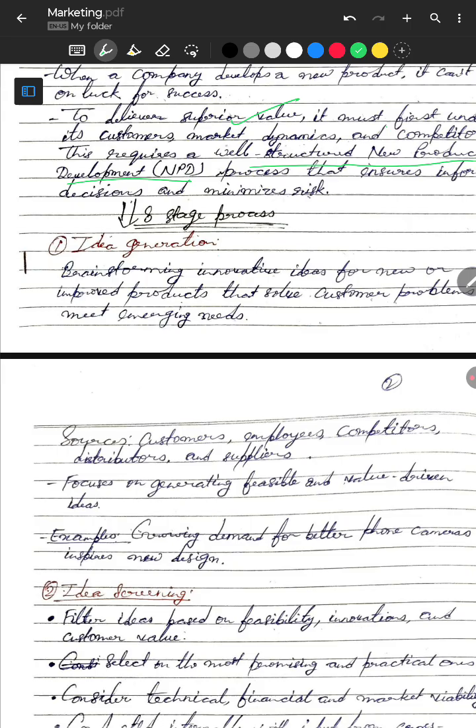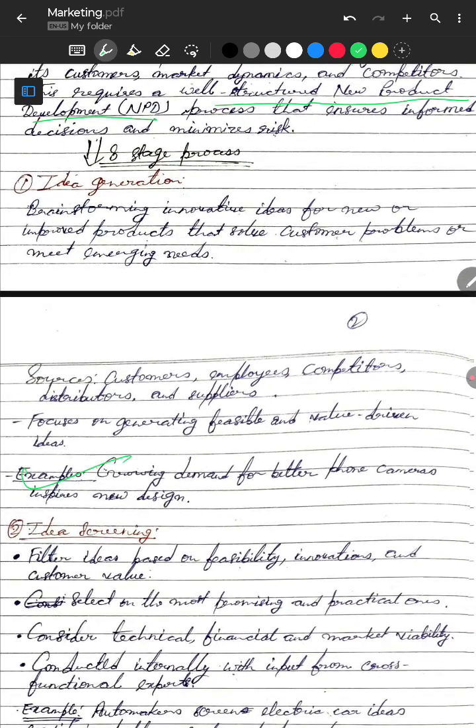Here is an example for idea generation: growing demand for better phone cameras inspires new design. Customers may want better cameras in mobile phones. From these expectations of customers, the company can get the idea that a better quality camera should be installed in smartphones, so that the customers' expectations are going to be fulfilled.